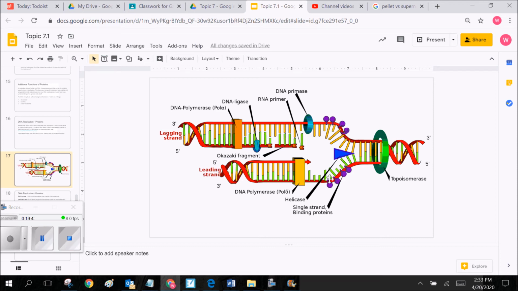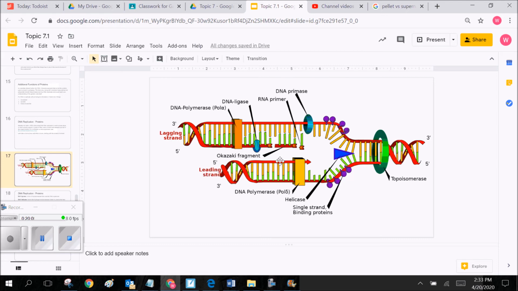Once it's opened up, these little proteins called single-stranded binding proteins are going to attach onto each one of the single helices. The reason they do that is they basically stop it from immediately snapping back together. You have to imagine that as helicase goes by, it's breaking apart the hydrogen bonds, but the hydrogen bonds naturally want to reform because they were comfortable that way. So the single-stranded binding proteins stop that from happening.